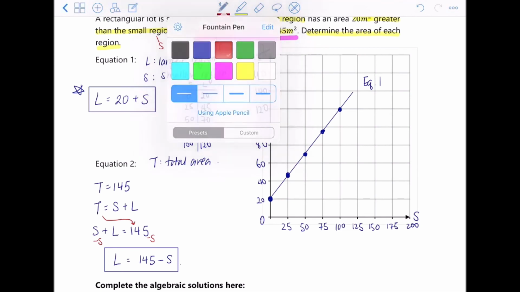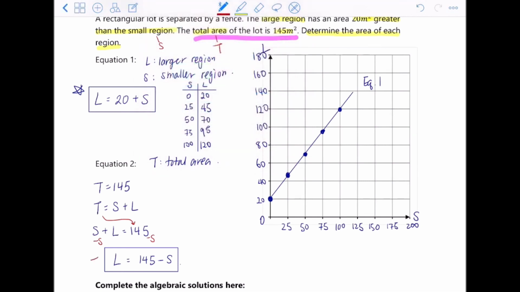Okay, so we're going to graph the second line here, equation 2, in red. Same idea, we're going to make a table of values for this, with S on the left-hand side and L on the right-hand side. This time I'm not going to choose every single point. I'm going to start with 0, 50, and 100. So when S is 0, you plug it into that second equation and you get 145. When S is 50, you get 95, and when S is 100, you get 45.